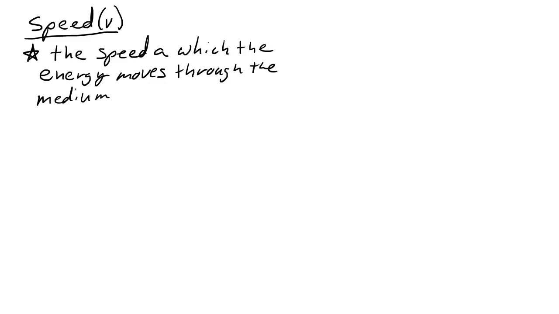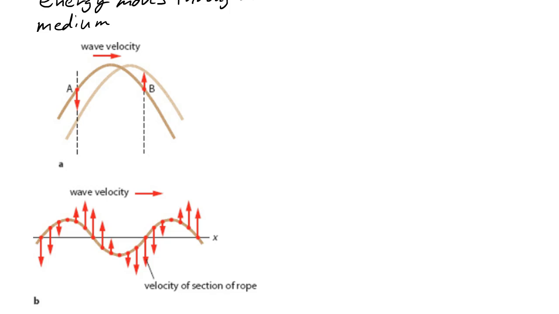The last thing we need to talk about is the wave's speed. When we talk about the speed of the wave, it's the speed at which the energy moves through the medium. It's important to note that it's the speed that the energy is moving, not the speed at which the particles oscillate. For example, if I have my wave's energy in the top diagram here, my wave's moving in the direction of point A to point B, left to right.